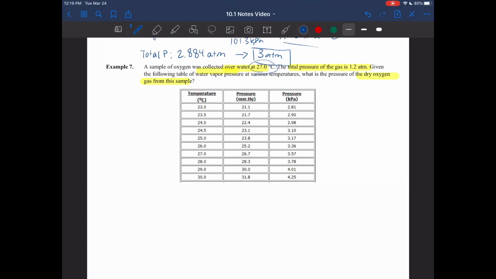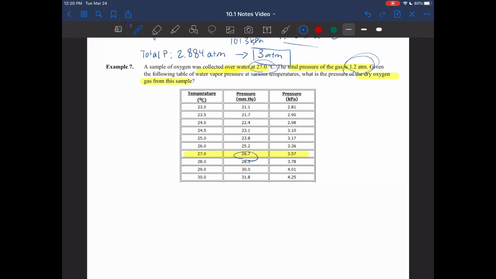Over here in this table, what we're going to look for is just 27. So already here, this is the partial pressure of water vapor at 27 degrees Celsius. Now it gives us the partial pressure in millimeters of mercury and in kilopascals, but it looks like we do not get it in atmospheres, which is what we want to work with right now. So we've got to make a conversion.